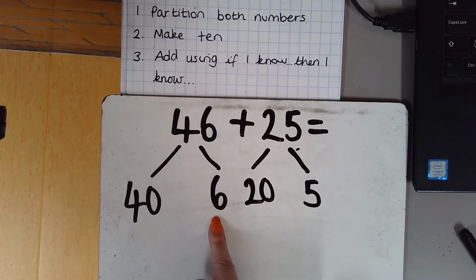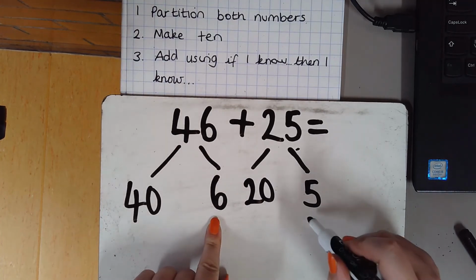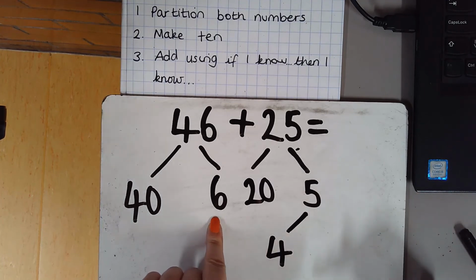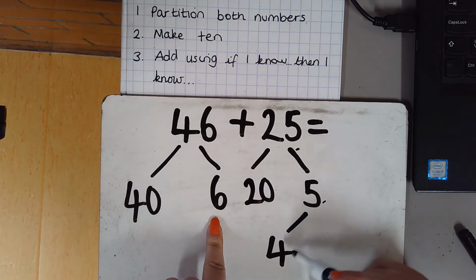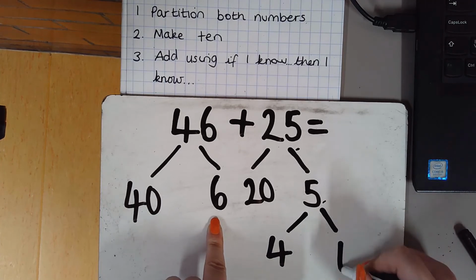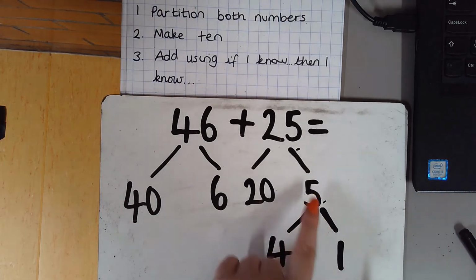Next step, I need to make 10. 6 add something equals 10. 6 add 4 equals 10. How many have I got left? 4, 5. I've only got 1 left. 4 add 1 equals 5.